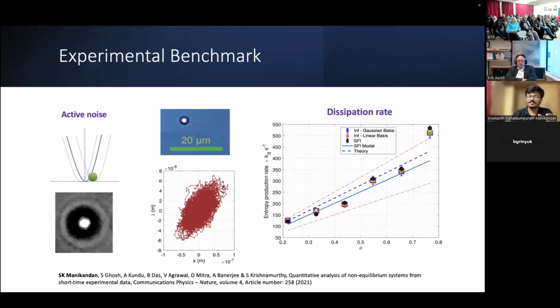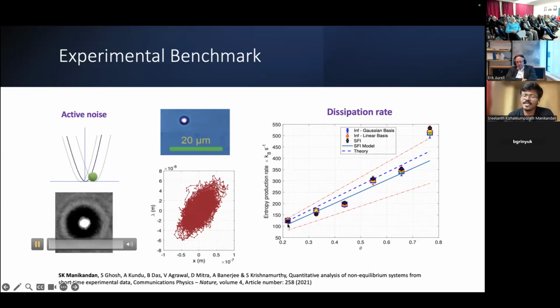So the system we considered is a particle in a harmonic trap whose mean position is modulated by an Ornstein-Uhlenbeck process. So you have 2 degrees of freedom here. One is the position of the particle itself, and the second one is the mean position of the trap. So here x is the position of the particle, lambda is the mean position of the trap. Okay, that movie is not really playing, but you would see the particle moving and the trap also moving when the experiment is being carried out.